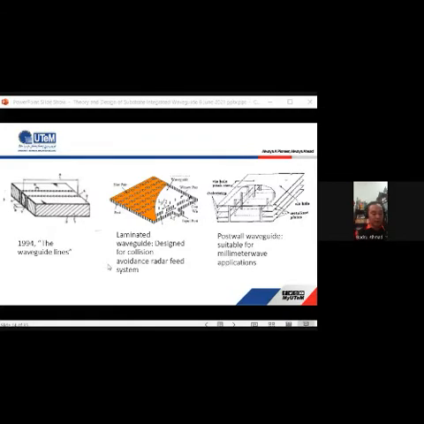If you can see, the middle structure is a laminated waveguide used for collision avoidance systems, and the right hand is the post wall waveguide for wireless LAN that is used at 60 GHz, and also in car avoidance systems that have a frequency range of 77 GHz. Okay, next.